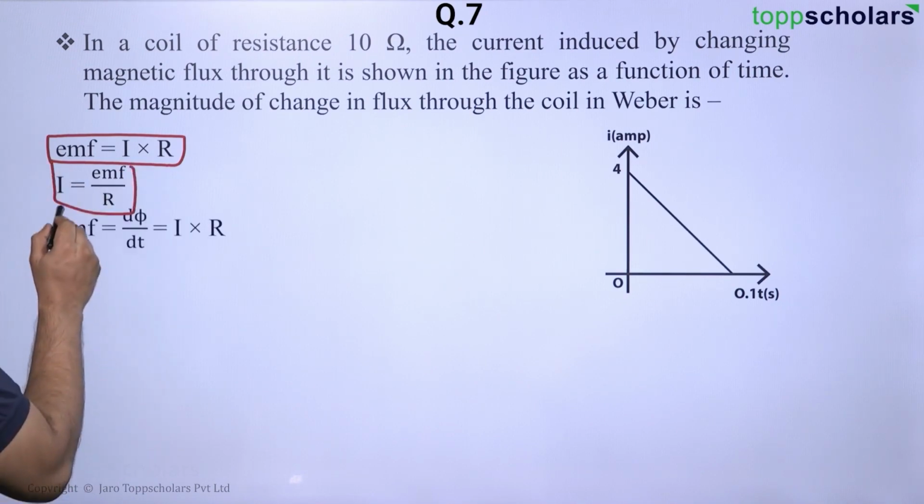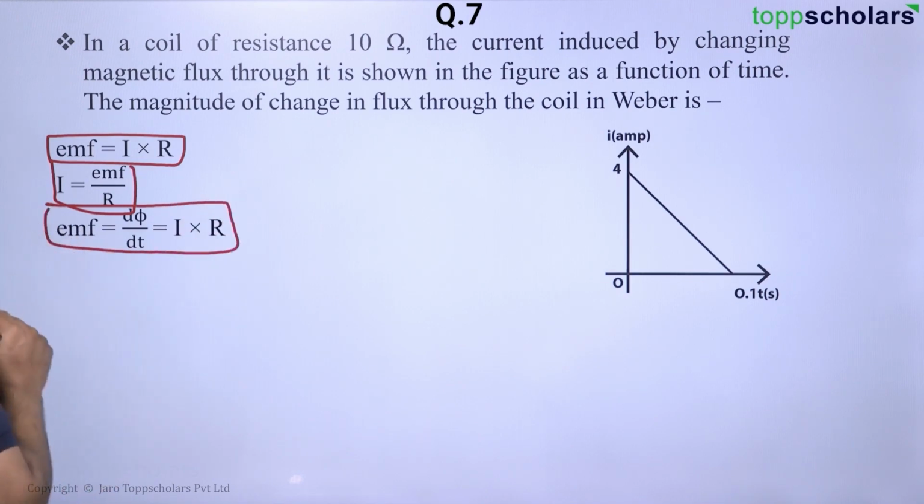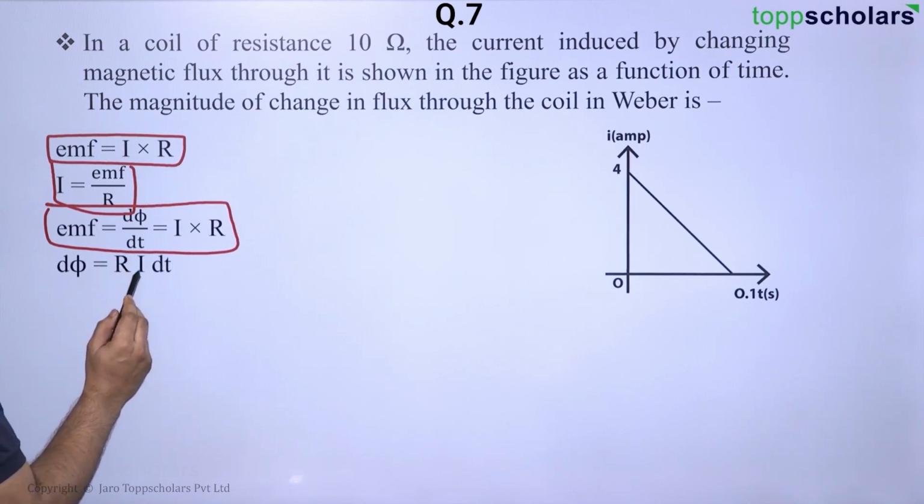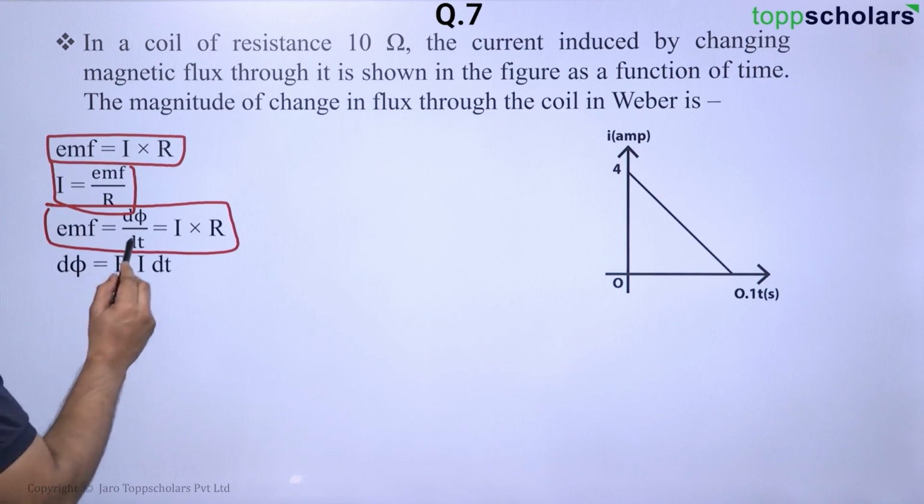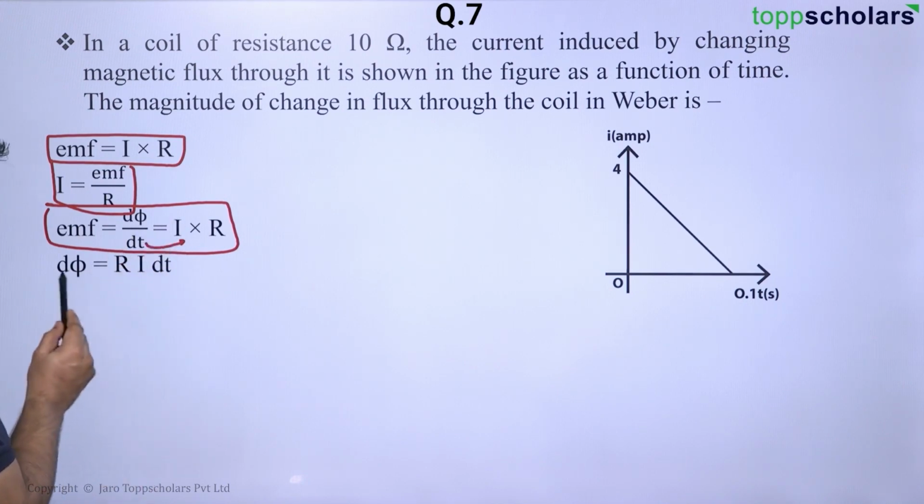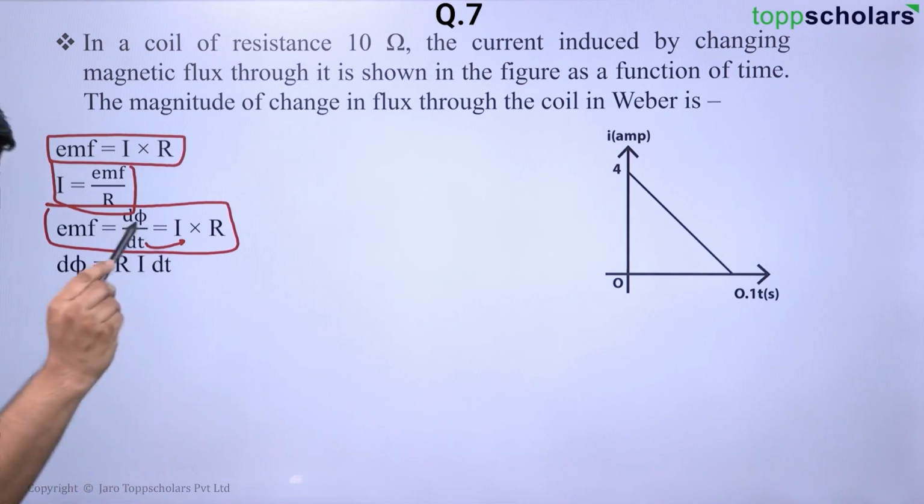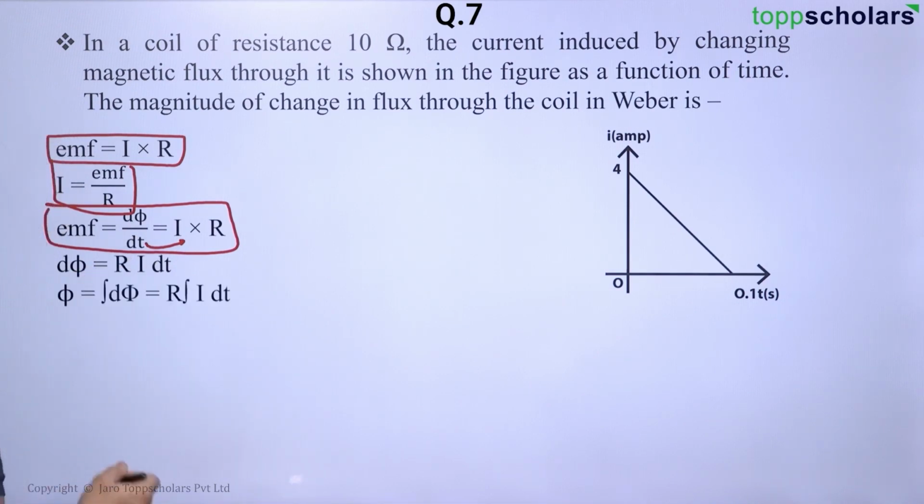But EMF is equal to this formula also, that is d phi by dt, and it is equal to I into R, and therefore d phi is equal to R into I into dt, isn't it? From this equation you can see, if we take the dt on the other side, then d phi, the change in flux, is equal to R into I into dt, and therefore if we want phi, we have to integrate this d phi.